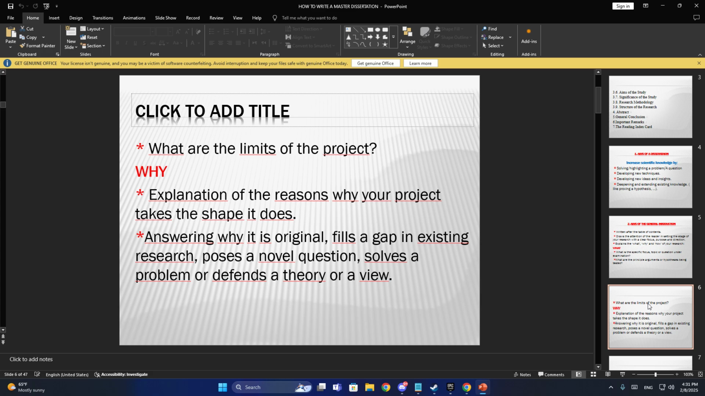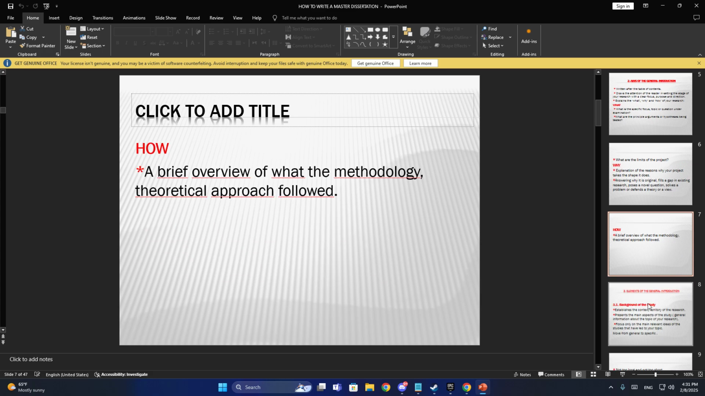I answer why it is original, or whether it only fills a gap in existing research, or poses a novel question, or solves a problem or defends a theory or a view. So this is the aim of my dissertation. It goes with the motives behind writing this dissertation and choosing this topic. Then the how is here. It refers to the methodology and the theoretical approach I'm following in this dissertation.